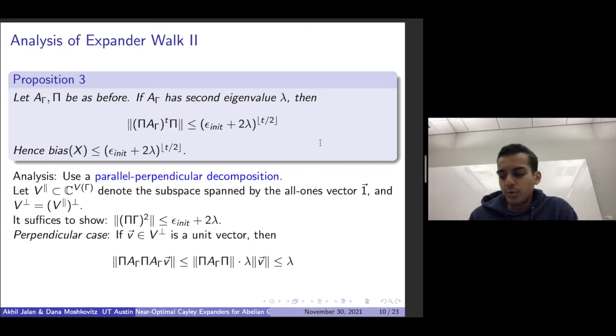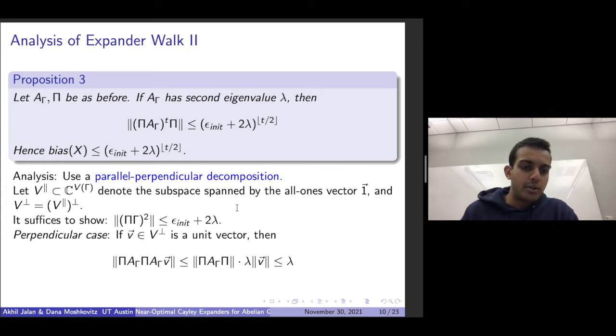And for the analysis, we're going to use a parallel perpendicular decomposition. So first, let's identify a one-dimensional subspace, which is just spanned by the all ones vector. And then let's define its orthogonal complement to be v-perp, or perpendicular space. So then, to prove this overall bound, it suffices to prove a bound on the square of this matrix, because then we can use the fact that the matrix norm is submultiplicative. So how do we prove this bound?